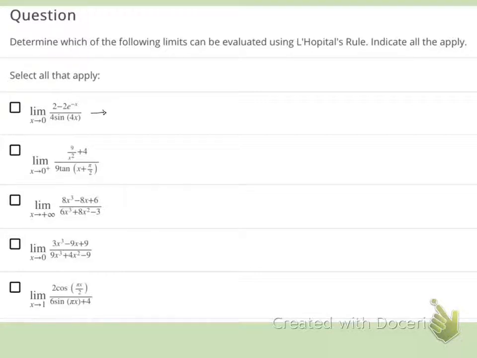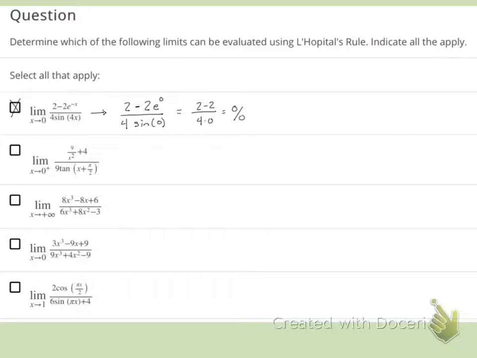On this first one, we'll have 2 minus 2e to the negative 0, which is still 0 power, over 4 times sine of 4 times 0, which is also 0. And remember that any base raised to the power of 0 is 1. So this is 2 minus 2. And the sine of 0 is 0. So this is 4 times 0, and we get 0 over 0. So this is a yes. We can use L'Hopital's rule for this problem.